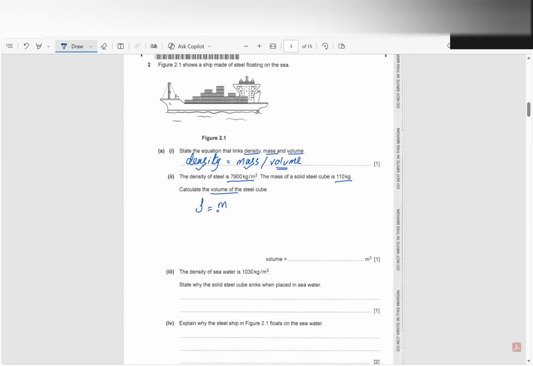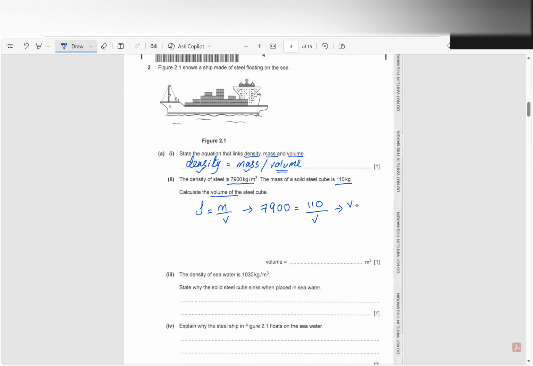Density is equal to mass over volume, and we're going to say density is 7900, mass is 110 kg, and volume is yet to be found. So we're going to make volume the subject. When we do so, what exactly is going to be the answer? Let's find it out. Volume is equal to 0.0139. This is something that we're going to remember.